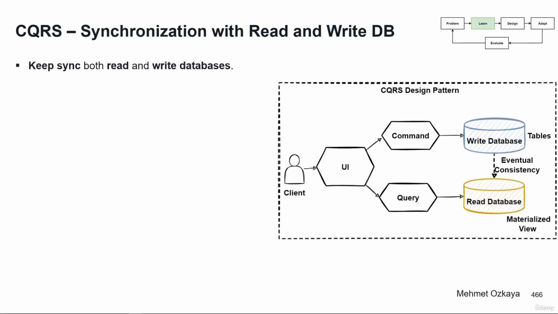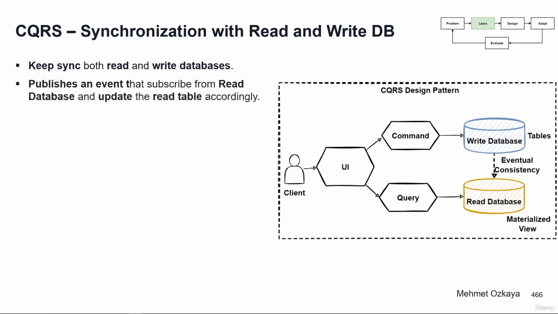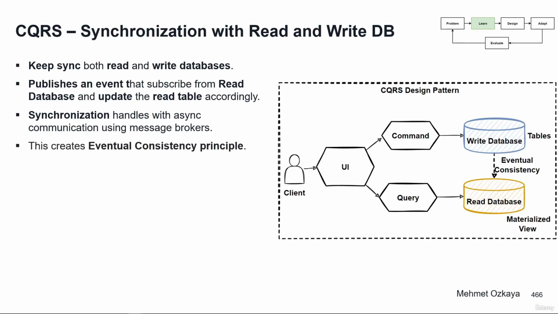When we separate the read and write databases for commands and queries, then we need to keep the read and write databases synchronized. Basically, whenever the write database is modified, it publishes an event that the read database subscribes to and updates the read database accordingly. This synchronization is handled with asynchronous communication using message brokers, and this creates the eventual consistency principle that we will see in the upcoming videos.